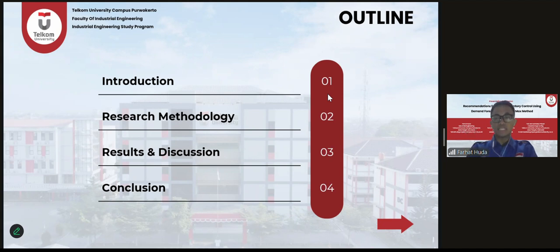To make this research easier to understand, I structured the paper following the writing format, which consists of four main sections. First, the introduction, explaining the background, problems, and objectives. Second, the theoretical review, which outlines the relevant literature and conceptual foundation. Third, the result and discussion, presenting data analysis and proposed solution. And finally, the conclusion, which summarizes the key findings and recommendation. Let us begin with the background of this study.